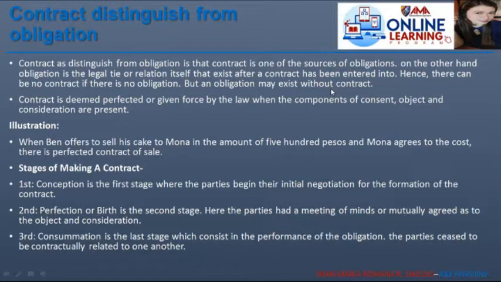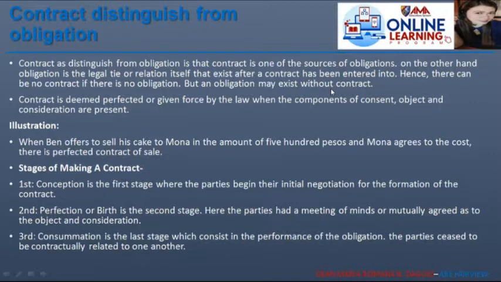So it does not necessarily mean, class, that all obligations come from contract, because there are other sources of obligations. So let's have an illustration. When Ben offers to sell his cake to Mona in the amount of 500 pesos and Mona agrees to the cost, there is a perfected contract of sale. So there is an offer: the cake is offered for 500 pesos. The buyer, Mona, agreed to the price of 500 for the cake. Then there is now a perfected contract of sale between Ben, the offerer, and Mona, the offeree.